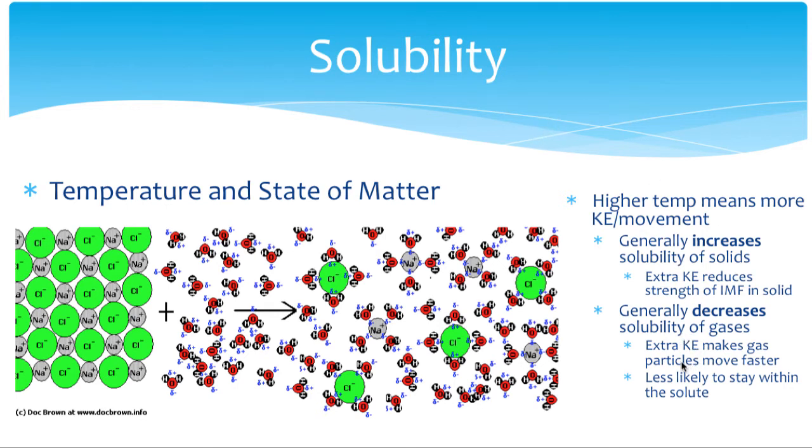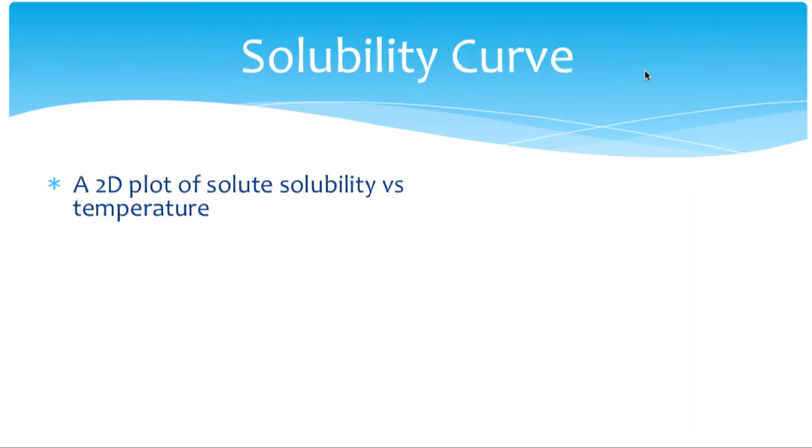That extra kinetic energy makes those gas particles move faster, and when those gas particles are moving faster, they're more likely to simply escape the solution altogether and move out into the atmosphere. So here we can see temperature having two very different effects on solubility, again, both dependent on what state of matter we're dealing with.